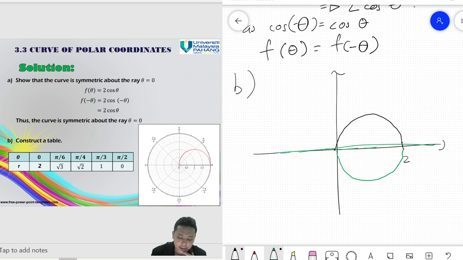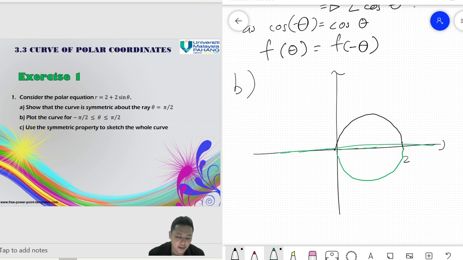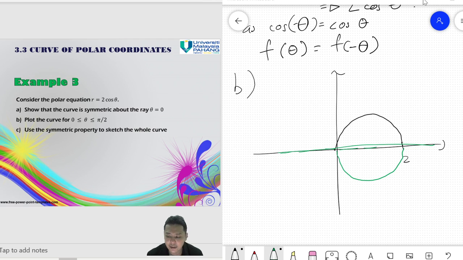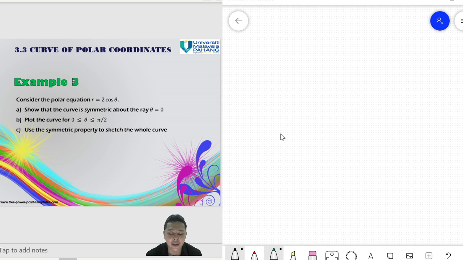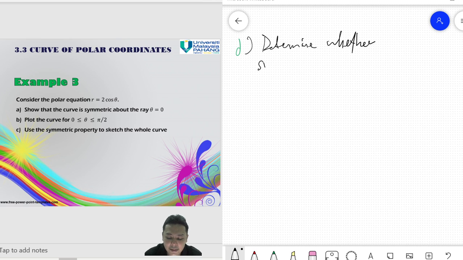If you want to construct a table, actually the question does not require you to construct a table. But again, if it asks you to construct a table, you can get the picture much more clearly. Alright, I want to add one more question for this one. Because it states to show that the curve is symmetric, and I have already proven to you that at ray theta equals 0 it is symmetric. But for this one, I add the question: determine whether it is symmetric at ray theta equals pi over 2.